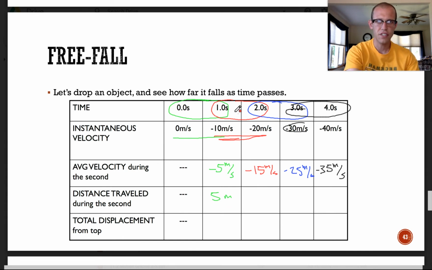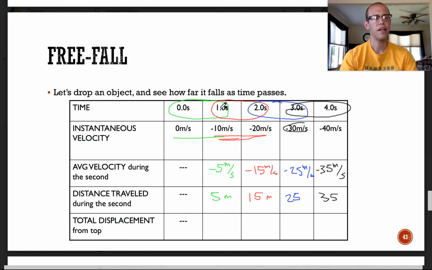Then for this section, we are traveling 1 second, and we're averaging 15 meters per second. So in 1 second this time, we're traveling 15 meters. Then in this second, we're averaging 25 meters per second, so we're going to go 25 meters. And then lastly, 35. That's why we looked at the averages first. If you just look at the instantaneous velocity, it doesn't tell you what happened over the period, it tells you what happened at that moment right there. So we needed to look at the average.